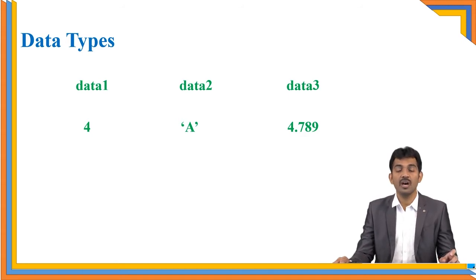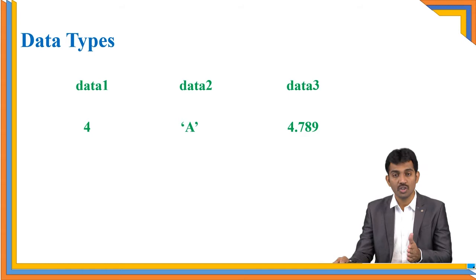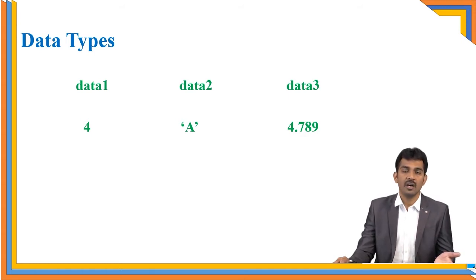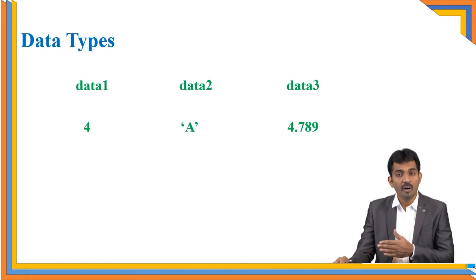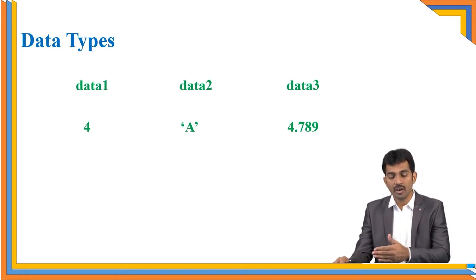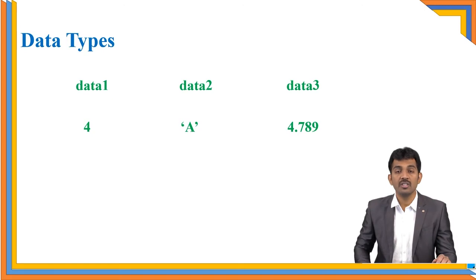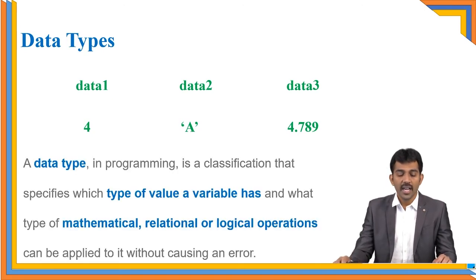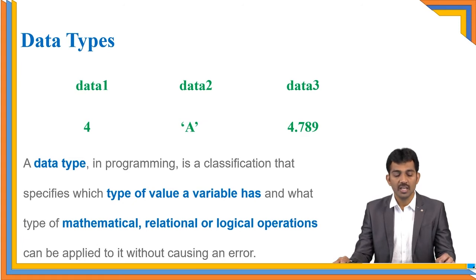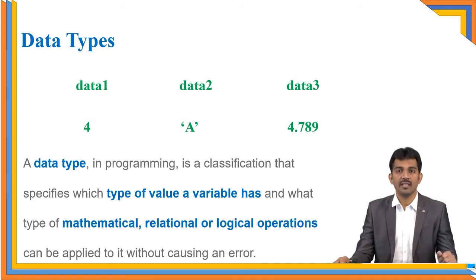Data type gives permission to the particular variable: yes, you are able to store this kind of data. Tagging means all are integer variables, all are float values, all are character type; we identify them based on the data type. Observe clearly: a data type in a programming language is a classification that specifies which type of value a variable has, and what type of mathematical, relational, or logical operations can be applied without causing an error. Is this clear? This is the definition of data type.